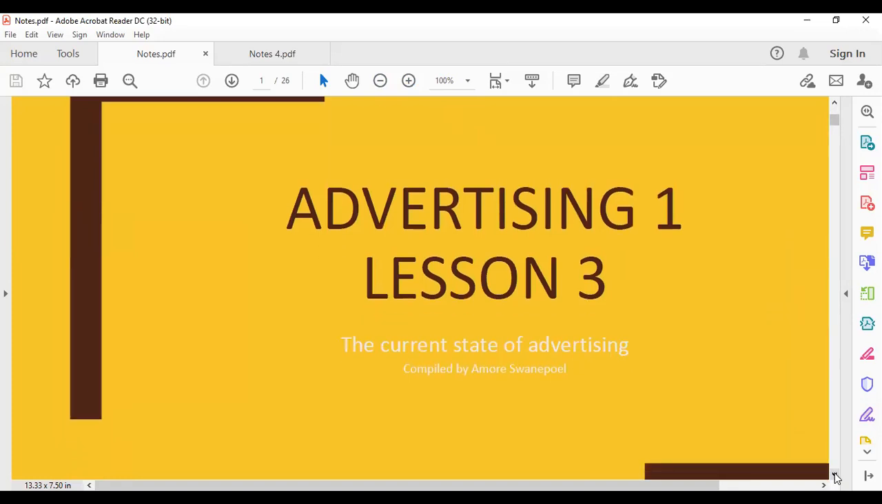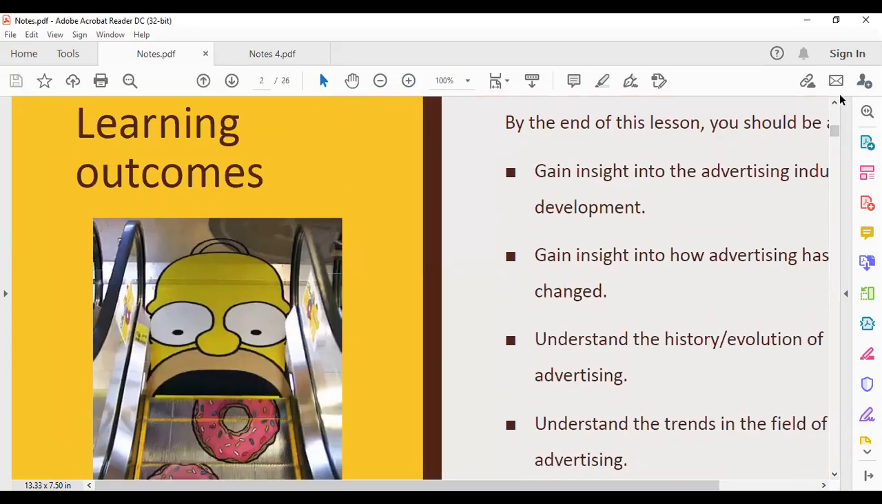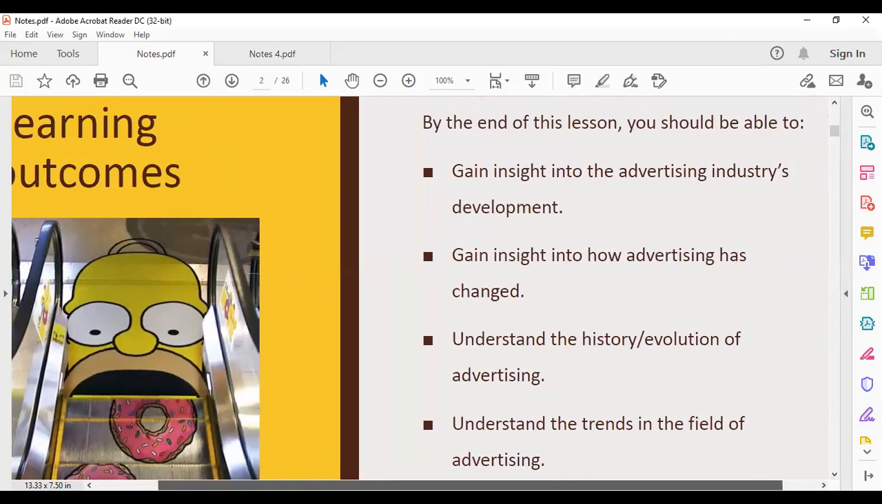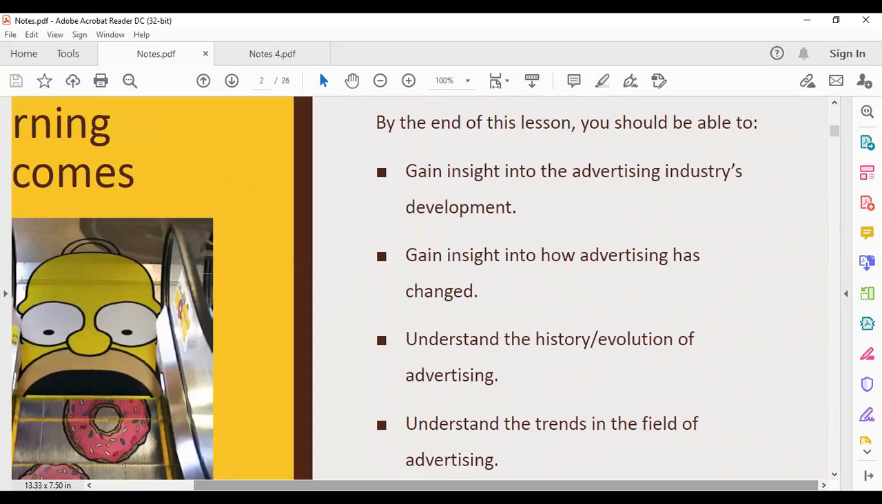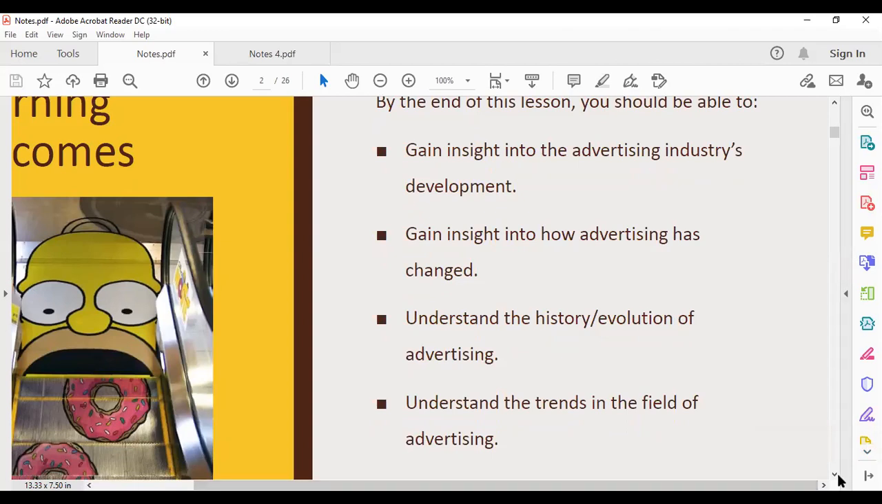So this is our lesson 3, the current state of advertising. By the end of this lesson, you should be able to understand advertising industry development, and how advertising has changed from what it was in the 18th century to what it is now. You should also understand the history and evolution of advertising, and the trends in the field of advertising. There are different trends that we find in advertising, and we're going to look at all that.